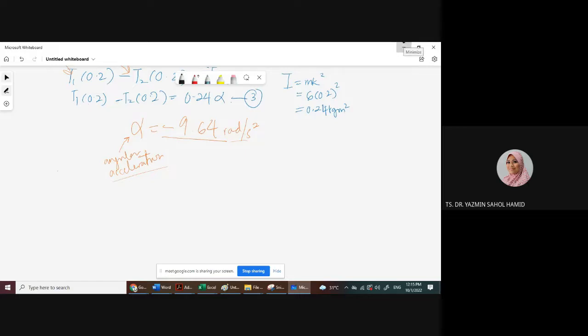Ashraf, apa unit omega? Rad over second. Omega tu apa? Angular velocity. Okay. Apa unit theta? Rad. Macam mana radian nak tukar ke angle? Darab under 180 pi. Okay, nasib baik. Okay. Alright, Ashraf.